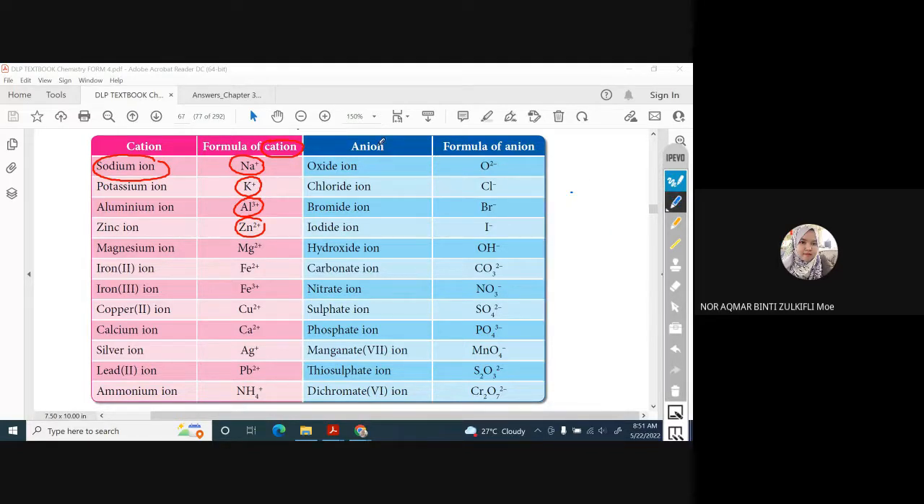Okay, if anion, okay, all negative charge, O2 negative, Cl negative, Br negative, iodide. Ini memang kena memorize. Ini tak ada dalam peperiksaan punya, tak diberi. It's not given like molar mass just now. Molar volume given, right? Ini memang memorize. Ini yang paling scary lah dalam chemistry. But never mind. When you do practice a lot, you can find the familiar one.